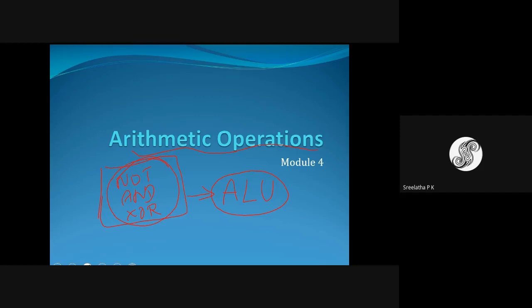Now we will see initially how these operations are performed: the signed numbers, how they are represented, how the addition and subtraction operations take place, and how the circuit within the ALU works for doing these operations. So that is the content of this module.